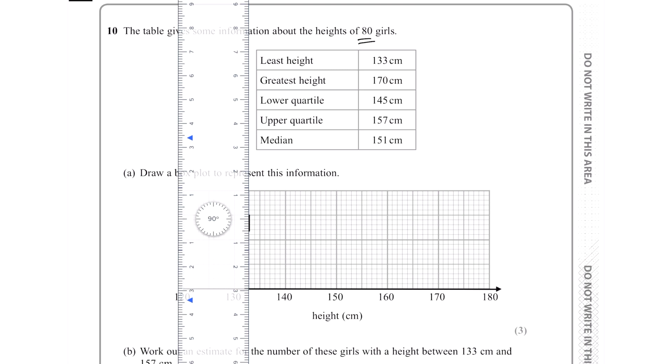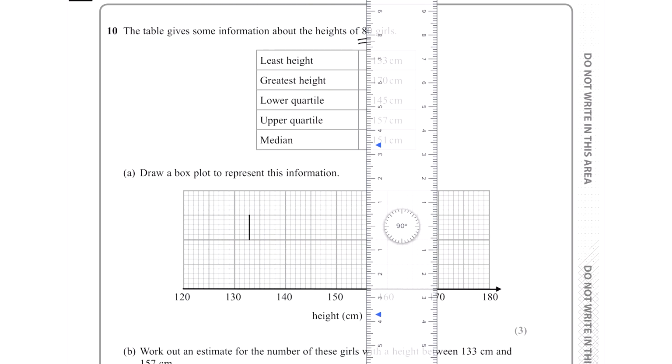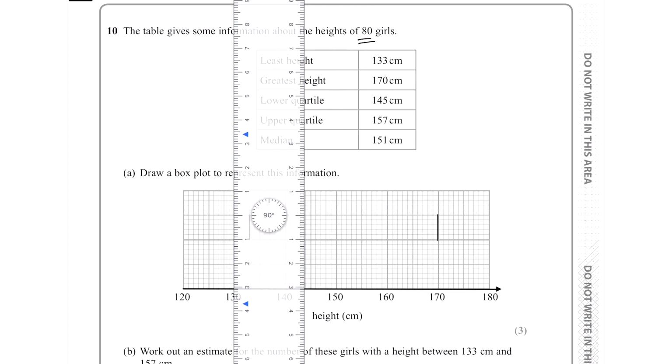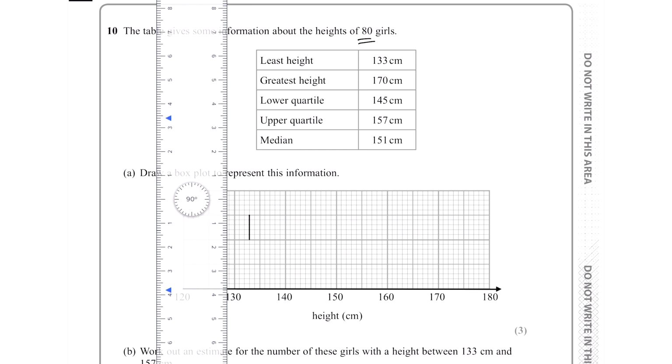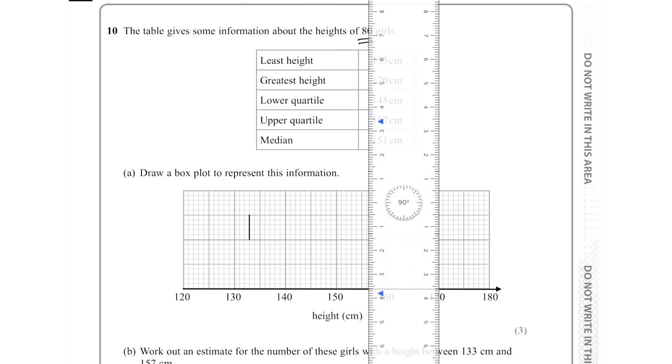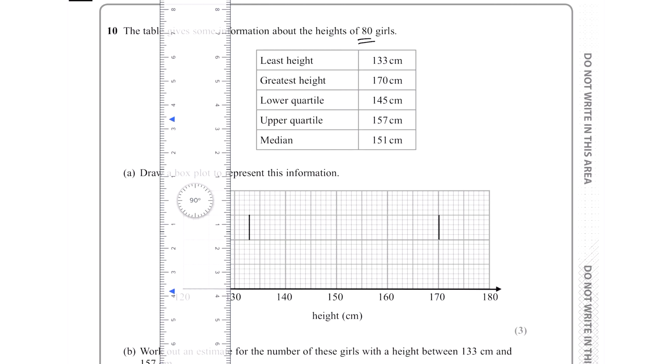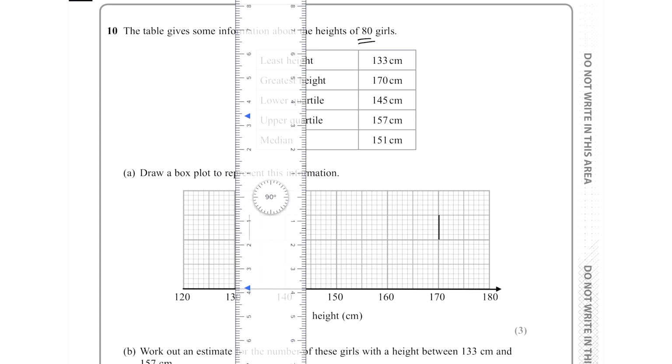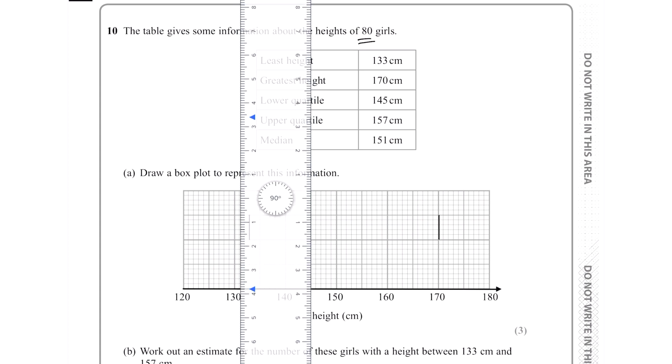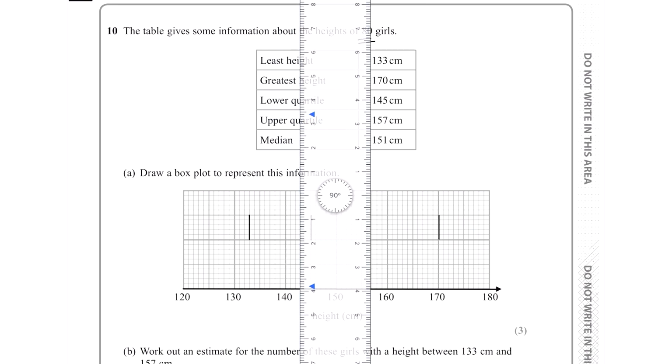Again, pencil and ruler in the exam. That there. The greatest height is 170, which is about there. Actually, I'll be a bit more accurate with that. Try to be as accurate as you can. It's a little bit tricky to use the ruler on the iPad. There we go. The lower quartile is 145, which is right there. The upper quartile is 157.